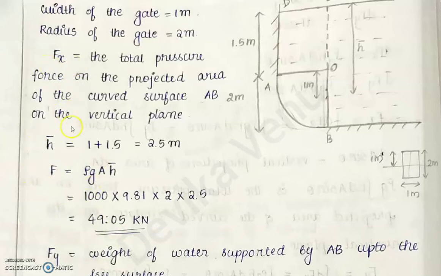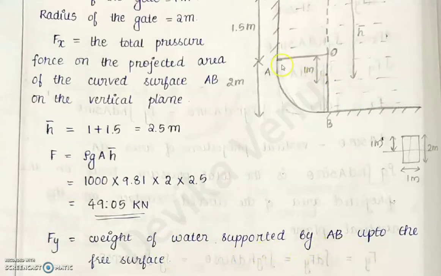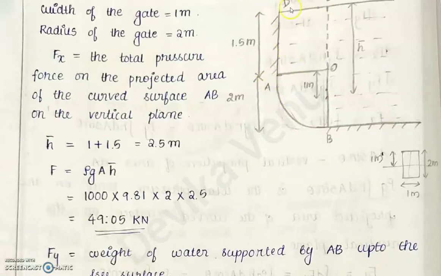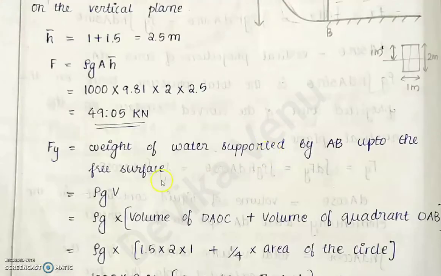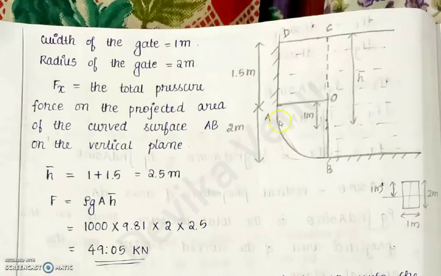Next one is Fy. Fy is nothing but the weight of the water supported by the curved surface AB, up to the free surface. Till here, you have to consider this weight. You consider the weight of the liquid above the curved surface AB. So how to find it out? You have rho g into volume. This rho g into volume will give you the weight of the water supported by the curved surface AB.